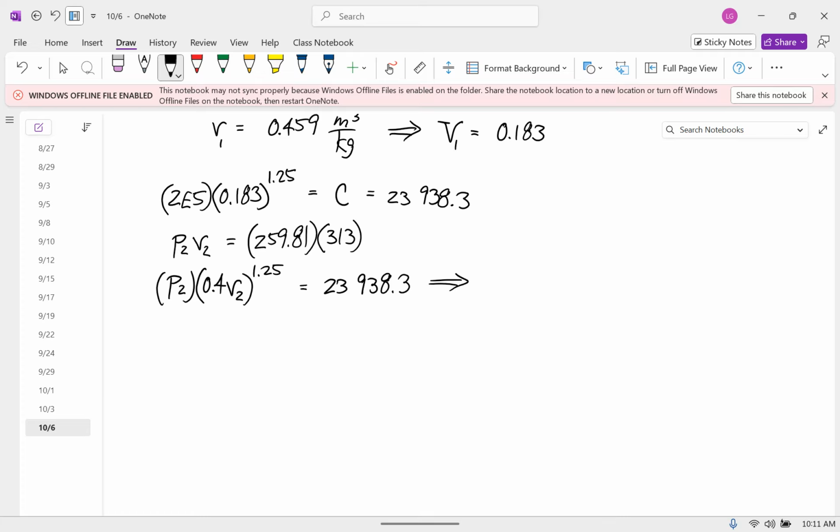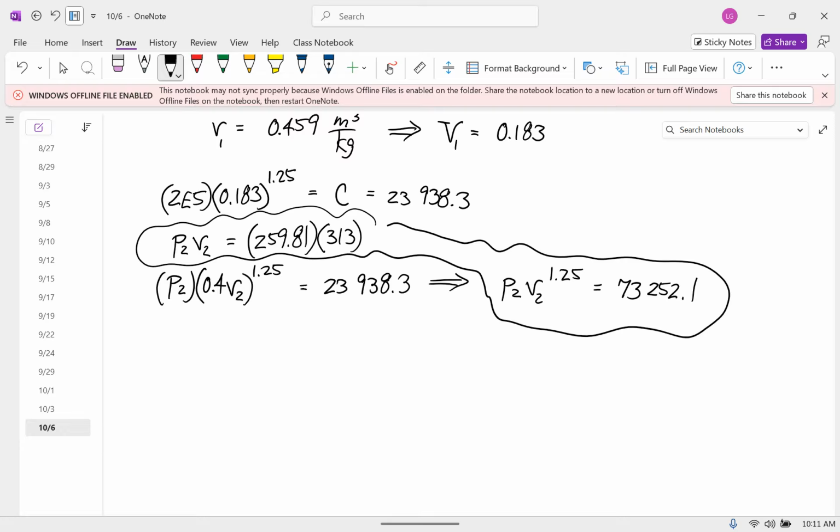So we can rewrite this as P2 little v2 to the 1.25 is equal to 75,252.1. I just calculated 0.4 to the 1.25 and then divided both sides by that. Okay, so now we got this thing, and it's sort of an ugly system of two equations for two variables.